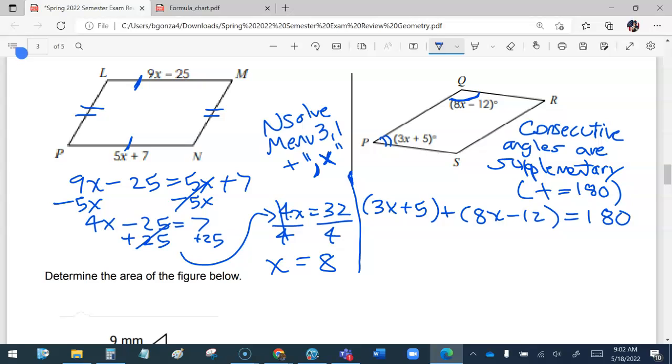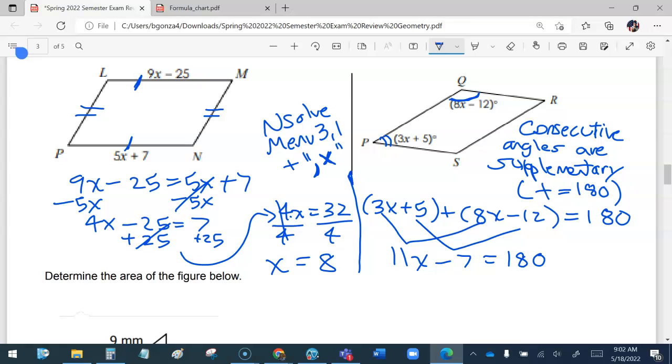Now, x is on the same side. I'm not going to get rid of one. I'm going to combine them. 3x plus 8x is 11x. 5 minus 12 is negative 7. And that still equals 180.